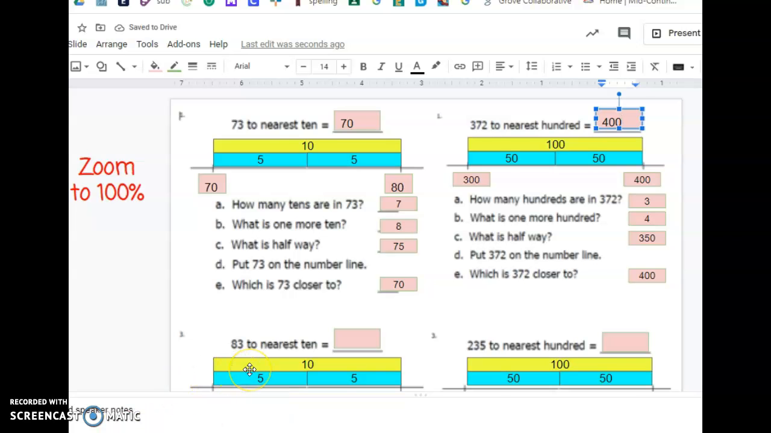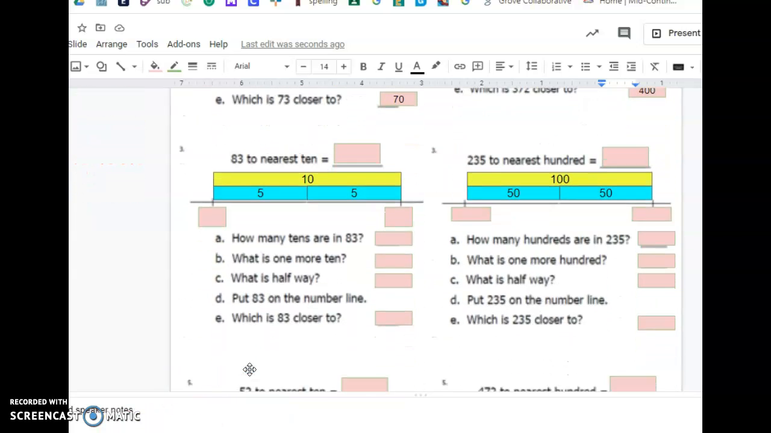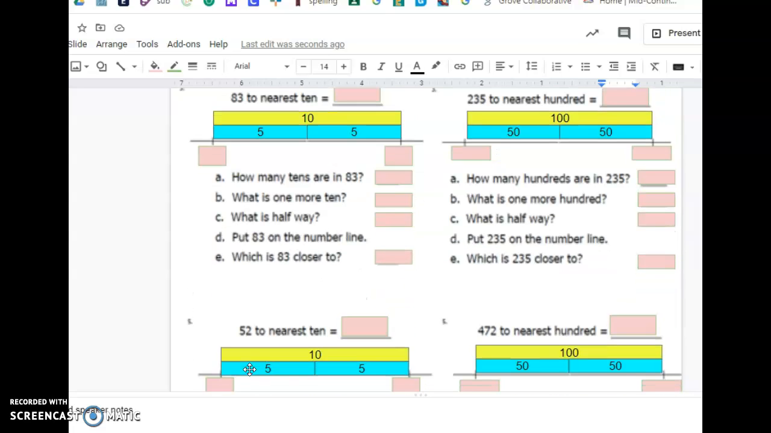Today in your practice, you're going to do 2 more rounding to the nearest 10 and 2 more rounding to the nearest 100. Good luck and work hard.